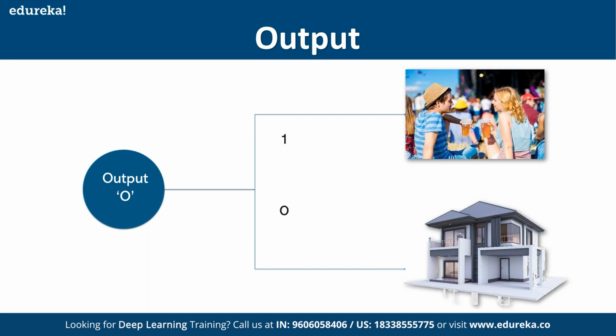So the possibilities are clear for everyone. Inputs are x1, x2, x3. Three inputs are possible, and in every input you have either 0 or 1. And the output is also 0 or 1, that is represented by y.